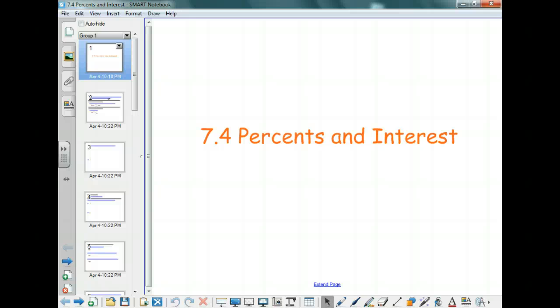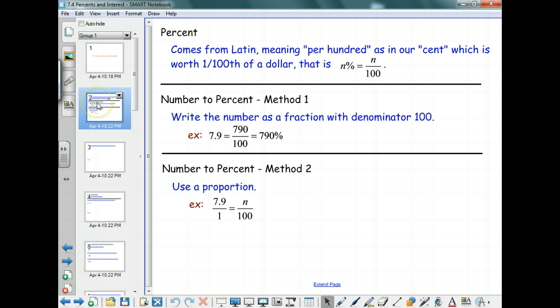All right, 7.4. We're going to take a look at 7.4, moving a little bit beyond just decimals into percentages as well. And we're going to talk a little bit about interest in this section too. So the first one we're going to do though is the percent.